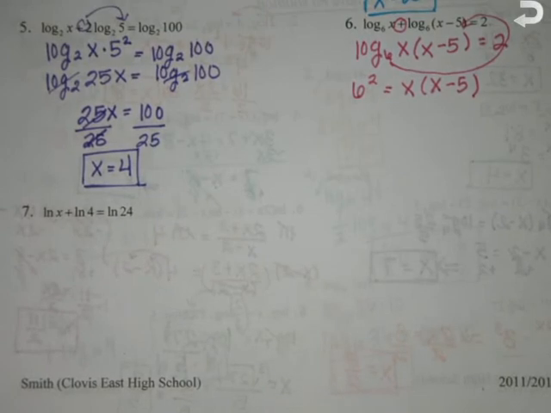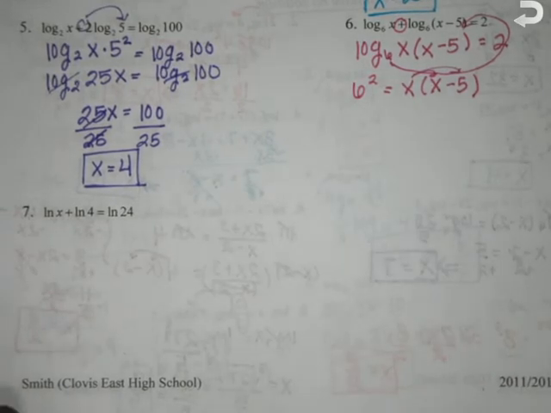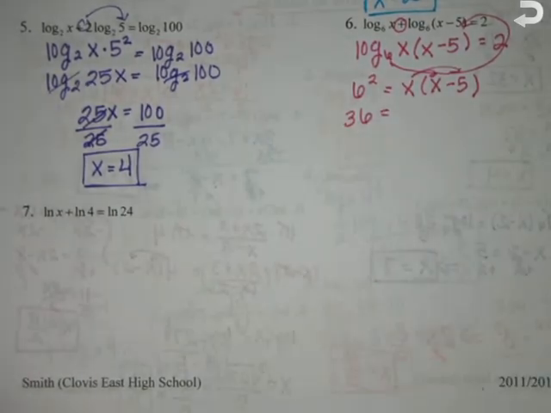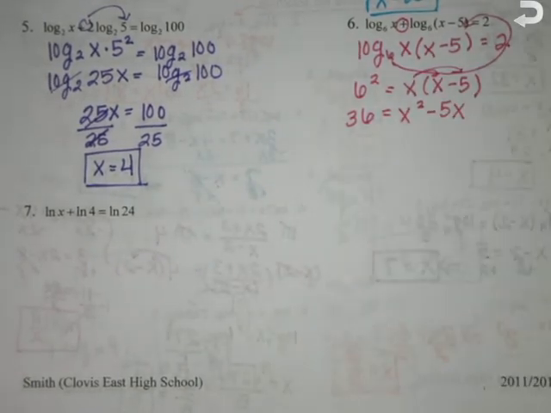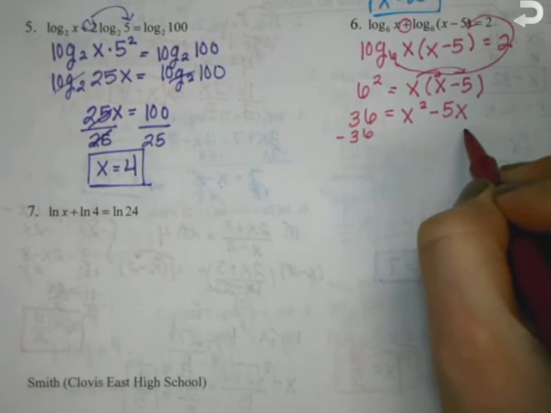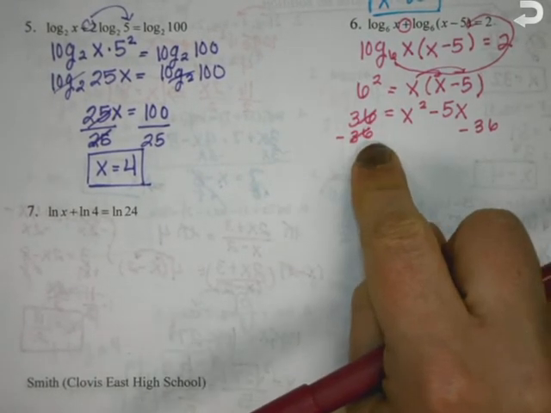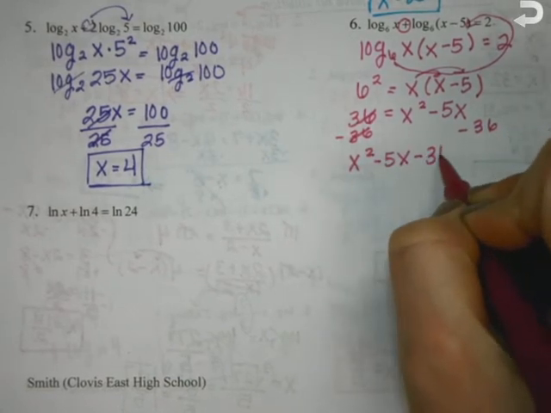This way I just don't have to write log more times than I need to. Okay, so now we can distribute that x into the parentheses. 6 squared is 36 equals x squared minus 5x. Oh my gosh, any ideas what to do next? No. Let's subtract 36 from both sides. So 36 minus 36 gives me 0. So that is x squared minus 5x minus 36 equals 0.